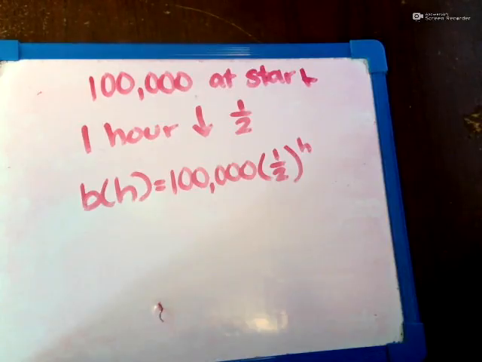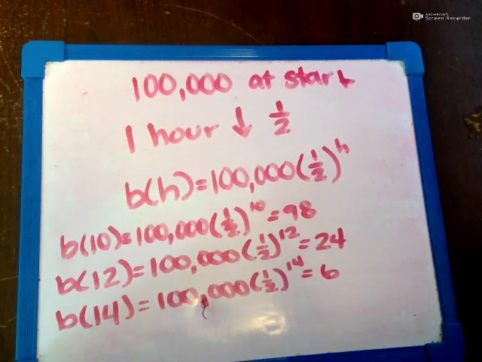The exponential function that models this situation is b of h is equal to 100,000 times 1/2 to the power of h, where h is the number of hours and b is the number of bacteria. Determine a reasonable domain and range. Go ahead and pause this video and then come back with your answer.